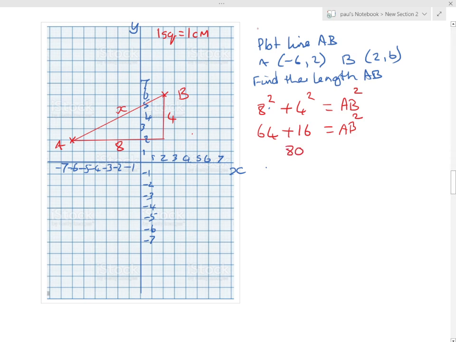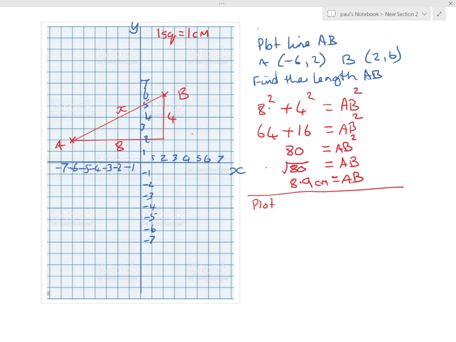80 equals AB squared, as both of these are squared. And so the square root of 80 equals AB. And the square root of 80 is 8.9 centimeters, yeah? So we didn't have to measure. If you measured that line with a ruler, it would not be 8.9, I guarantee. Equals AB.